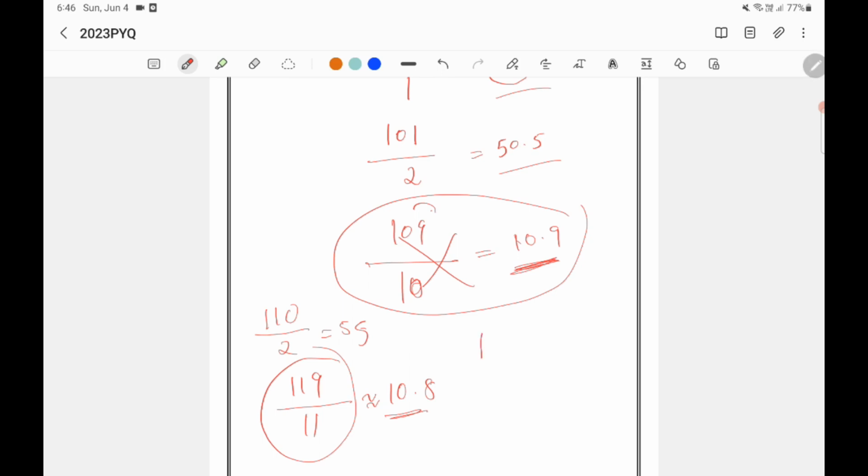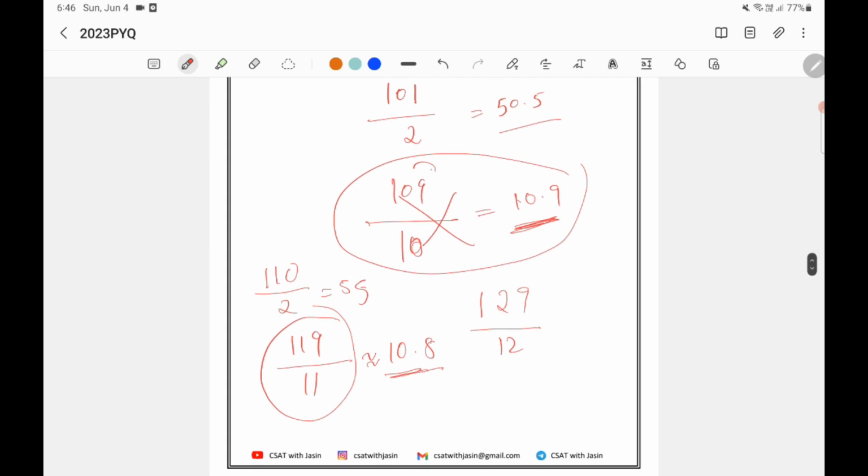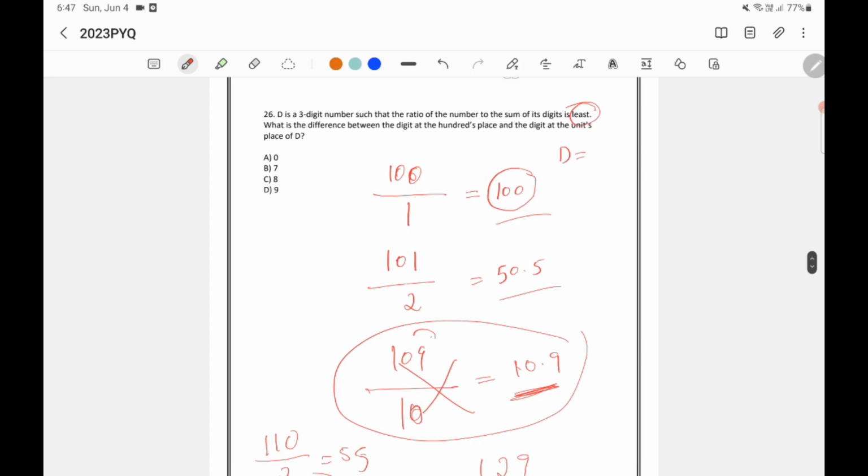So let's say if we try 129 by 9 plus 2, 11 plus 1, 12, you are going to get a lesser value than 10.8. In this way, if I increase and increase, finally you will get 199 by 9 plus 9 is 18 plus 1, 19. So this is equal to 10.4 something. Okay. So if you try these different possibilities, you will understand that 199 by 19 is the least value for the ratio. So our D, the number, is 199.